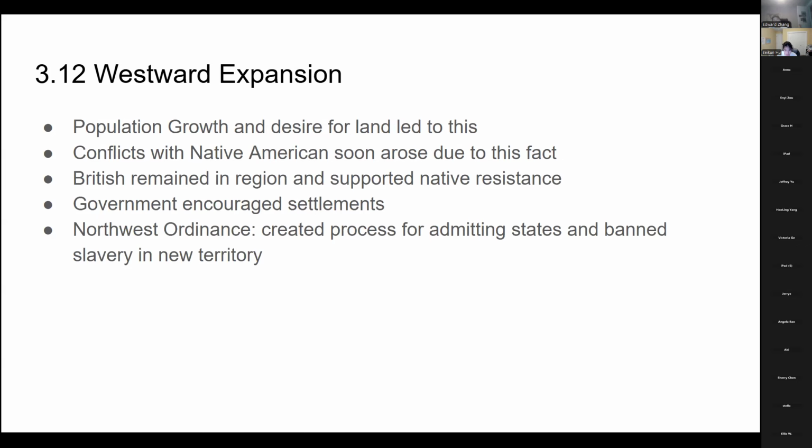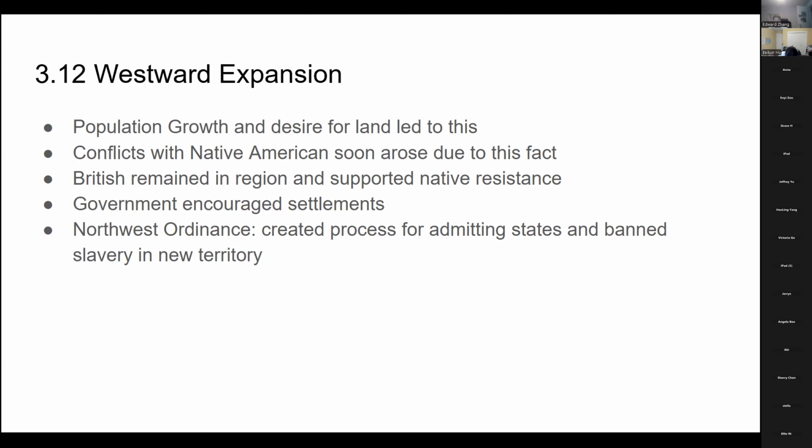And then at this time, westward expansion also started to grow, right? The population and the desire for land led to this. And with the Proclamation of 1763 being overturned, that allowed for more people to expand west, right? And when these people expanded west, the Native Americans who previously lived there and moved there because of the previous act, conflict was inevitable because they were living on the same land.